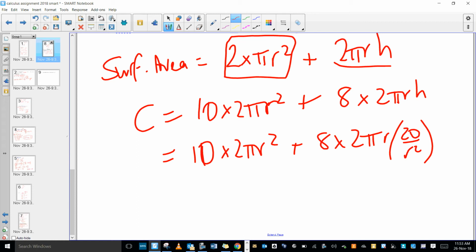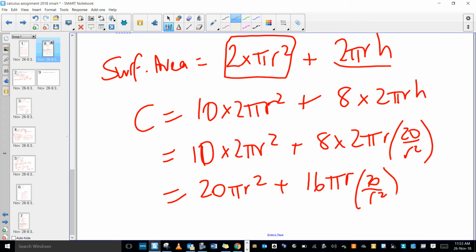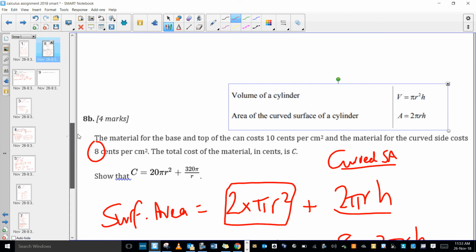So that's going to be 10 multiplied by 2 pi r squared plus 8 multiplied by 2 pi r times 20 over r squared. Alright, so let's do some simplifying. So we've got 20 pi r squared plus 16 pi r times 20 over r squared. So this r and this r can cancel. So we've got 20 pi r squared plus, 20 multiplied by 16, so it's 320 pi over r. And that's what we were supposed to show.